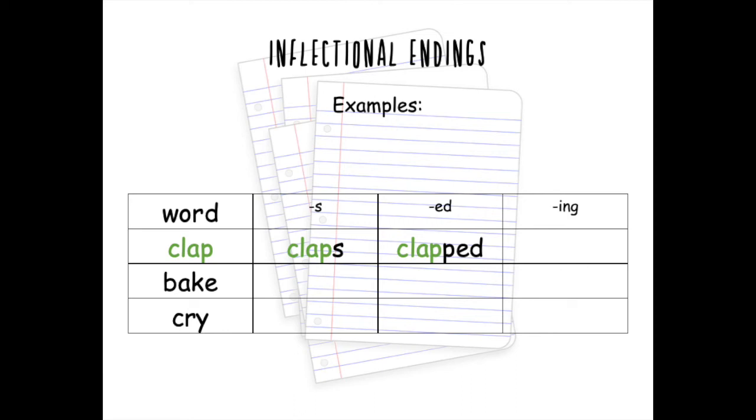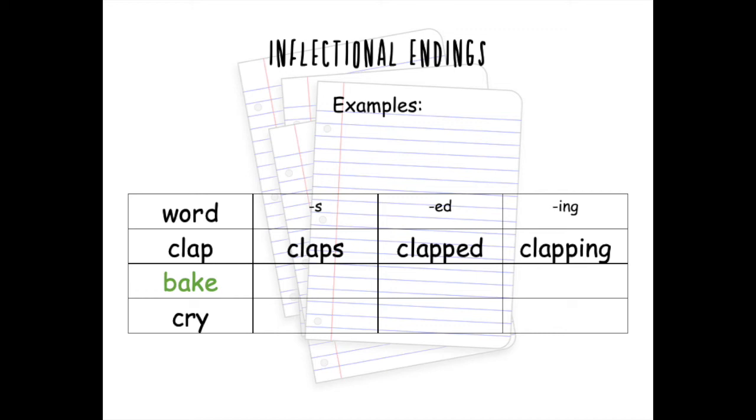We double the final consonant and add ED, so we spell clapped, C-L-A-P-P-E-D. How about adding ing to make the word clapping? Right again, you double the final consonant and add ing, so clapping is spelled C-L-A-P-P-I-N-G. Okay, let's take a look at our next word, which is the word bake.